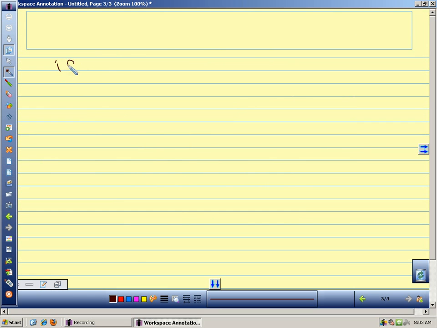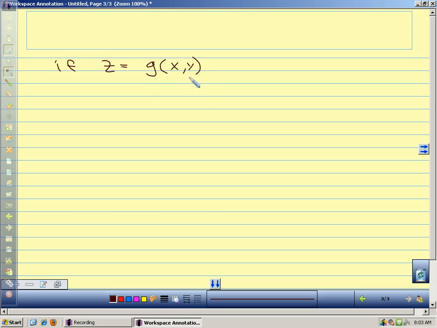So if z is some function g of x, y, that's our surface, then ds, which we've talked about before, our increment, our little piece of area, is the square root of g sub x squared plus g sub y squared plus 1, dy dx or dx dy.